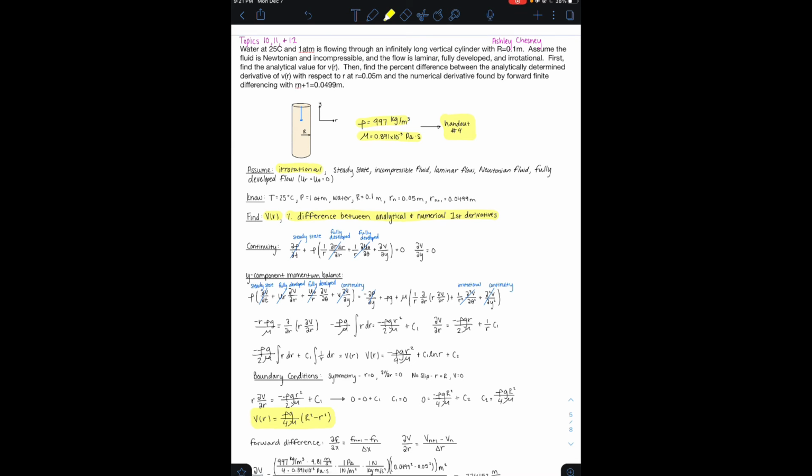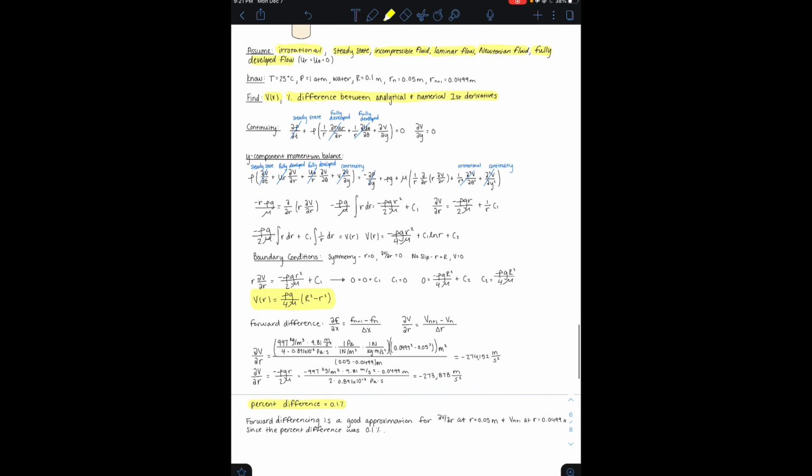The assumptions that were made was that the flow was irrotational, that it was steady state, that it was incompressible fluid, that it was a laminar flow, that the fluid was Newtonian, and that the flow was fully developed. The first thing that was done was the continuity equation was used, and it was simplified to find that dv/dy equals 0. Then a y component momentum balance was used, and that was simplified to find the following expression. Then that expression was integrated twice in order to find v(r).